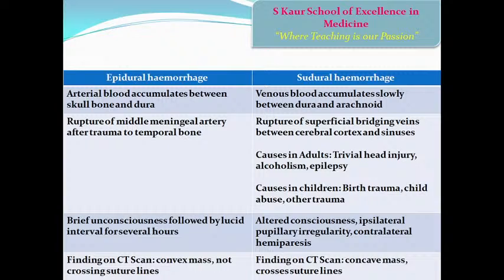Okay. Next, what are the findings on the CT scan of both the types? In the epidural hemorrhage, there is always a convex mass and there will be no crossing of suture lines. Always remember, in epidural hemorrhage you will see a convex mass, and in subdural hemorrhage there is a concave mass which also crosses suture lines. You can take the screenshot also. Okay, so this was all about subdural and epidural hemorrhage.